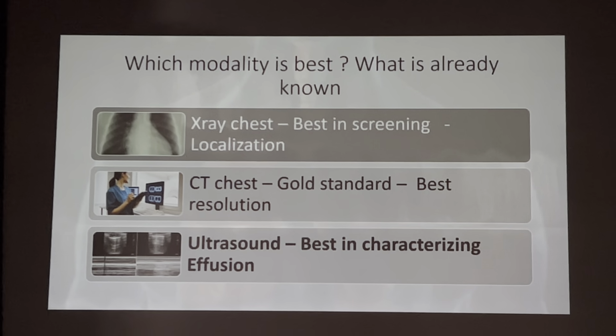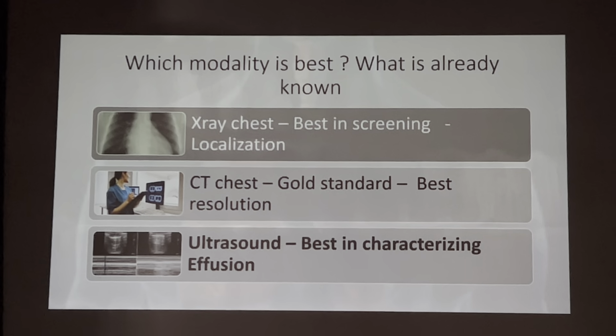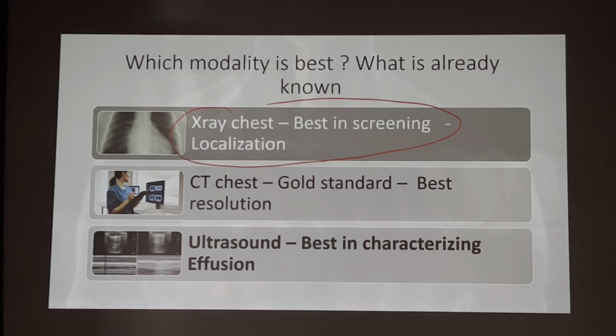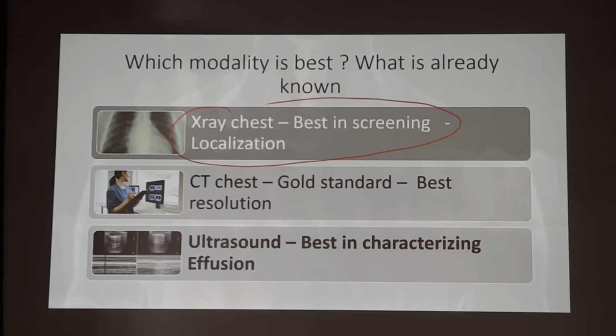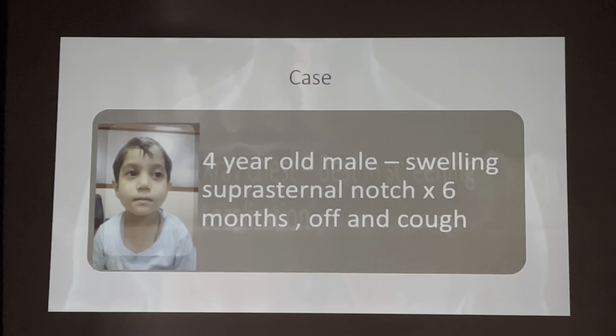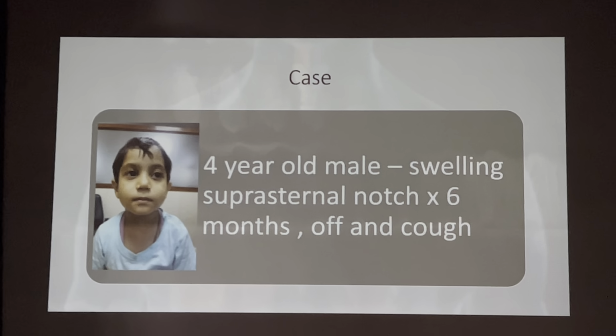Second, which modality is the best modality to proceed? What we already know for so many years, even an MBBS student knows, is that X-ray chest is best for screening, right? Most of the time we go for the X-ray, 99.9% of the time. CT chest is the gold standard, it has the best resolution. Though ultrasound is upcoming, it is best for characterizing the type of pleural effusion. This we already know, everybody knows, this is the basic everybody carries with them. Now we'll start with the cases and try to learn from the various cases.